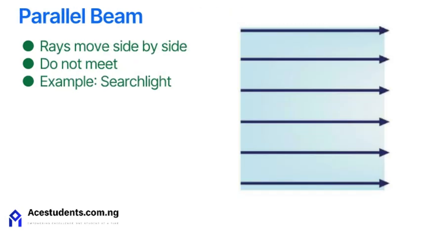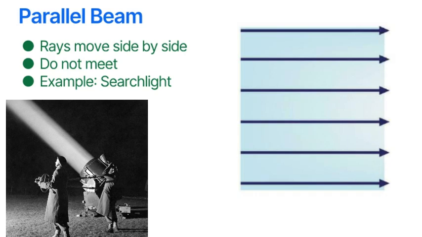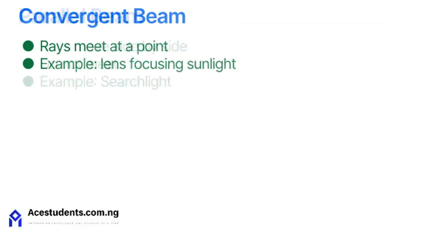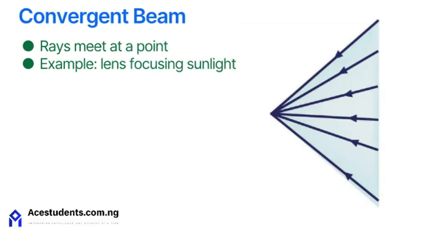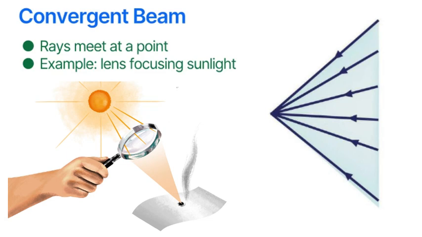Firstly, we have a parallel beam. In a parallel beam, light rays move side by side and do not meet. An example is the beam from a searchlight. Convergent beam. In a convergent beam, the rays come together at a single point. This happens when sunlight is focused through a lens.